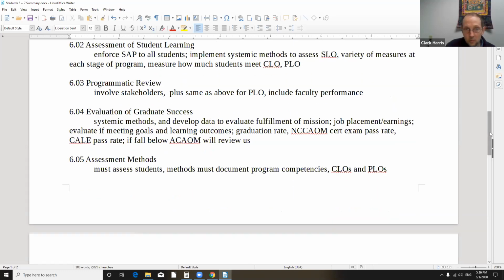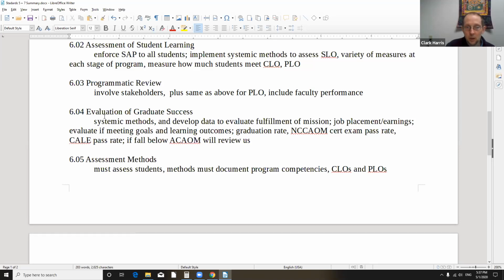So 6.03 is programmatic review, which involves stakeholders plus. We need to involve the stakeholders, the same as above for the program learning outcome, and include faculty performance as well.